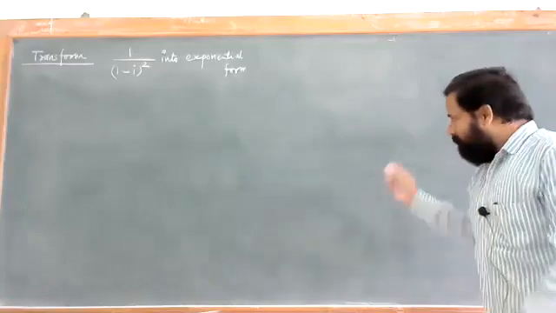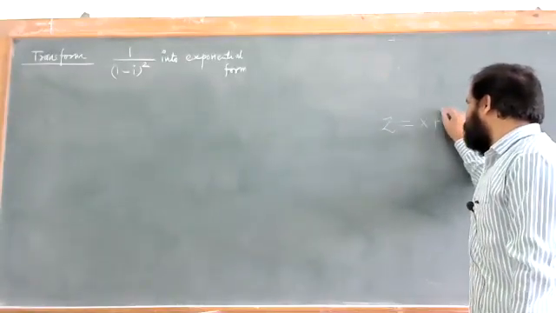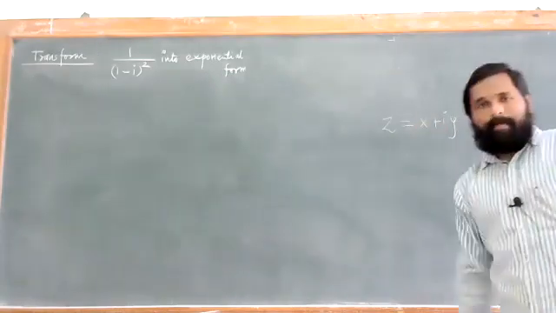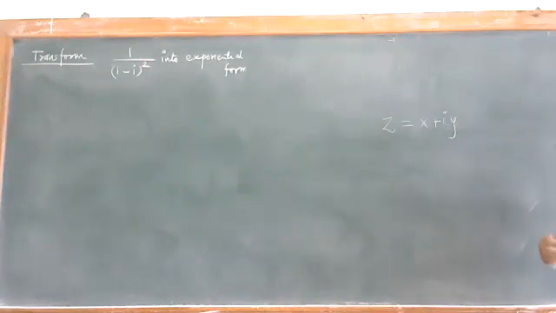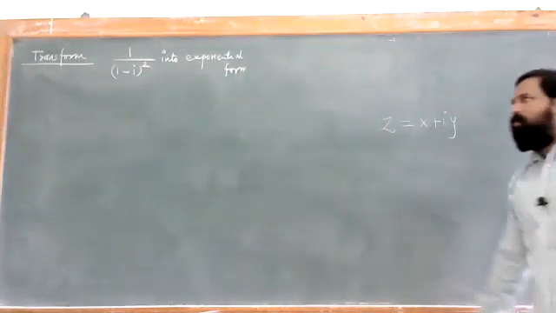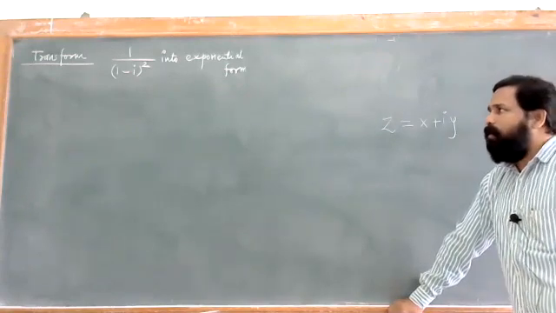Our complex number is in this form, z is equal to x plus iy. Okay, this is your form. So here there is a real part and an imaginary part. What about this condition? What is the real part and what is the imaginary part for this case? 1 upon 1 minus i square.